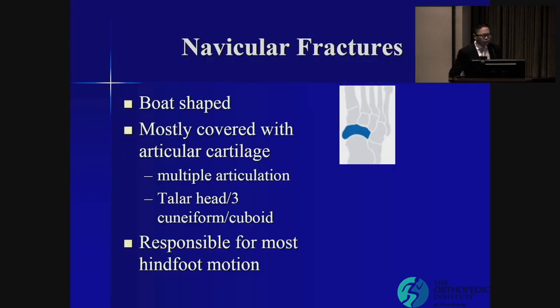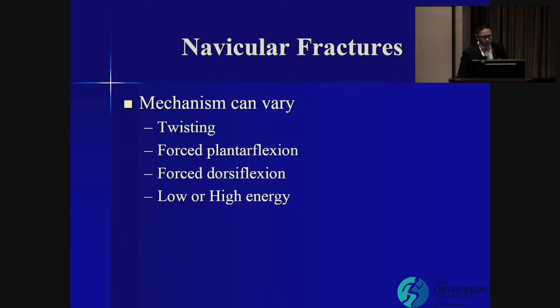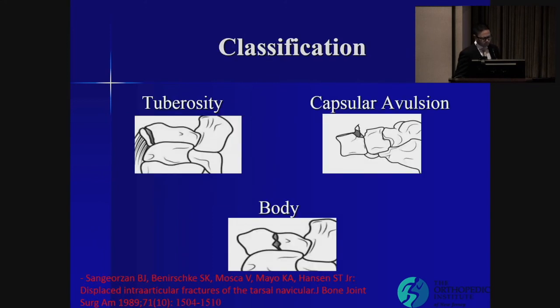Real quickly about navicular fractures, these are boat-shaped bones, mostly covered in articular cartilage with multiple articulations, proximally with the talar head and distally with the 3 cuneiforms and the cuboid. The talar navicular joint is responsible for most of the hindfoot motion, so as I said before, if you have problems with the talar navicular joint, you will most likely affect the subtalar joint. So that's important to think about, especially when you're treating body fractures in a little bit. Again, the mechanisms can vary.